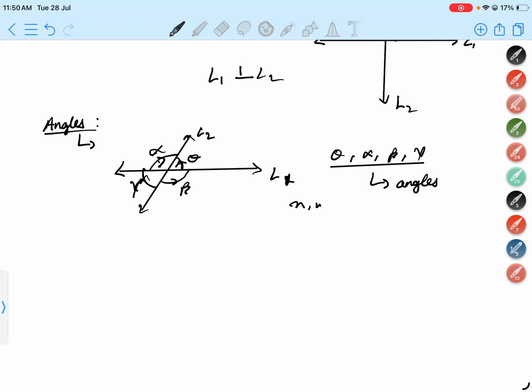You can also write X, Y, Z, or A, B, or C, or whatever you want to write, but generally these symbols are used. So yes, these are just symbols and nothing more.